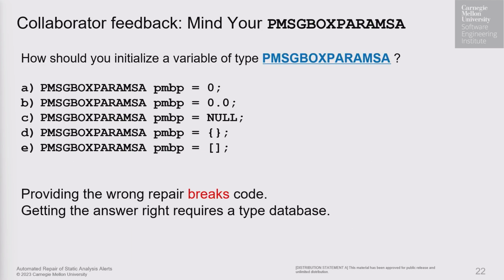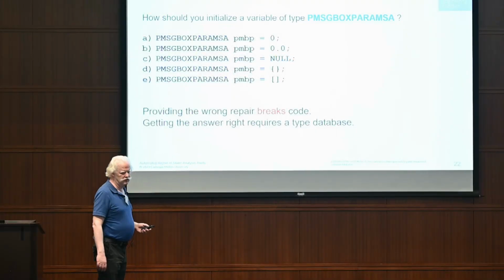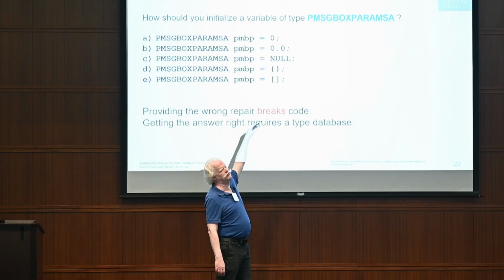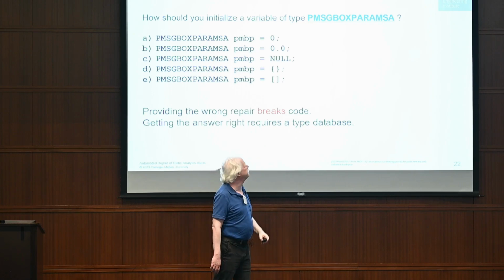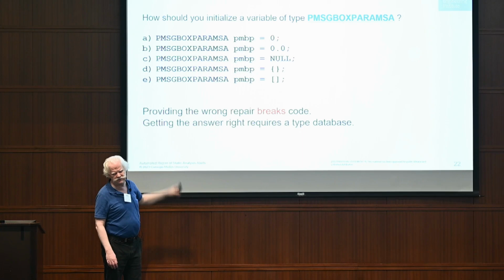Okay, so here's an example of one of the problems that we have. As I said, we're trying to solve uninitialized variable problems. Suppose you have this code that declares this variable PMBP of this type. What do we initialize it with? First one is for integers, the second one is for floating points, the third is for pointers, the fourth is for structs, and the fifth is for arrays. What type is this?